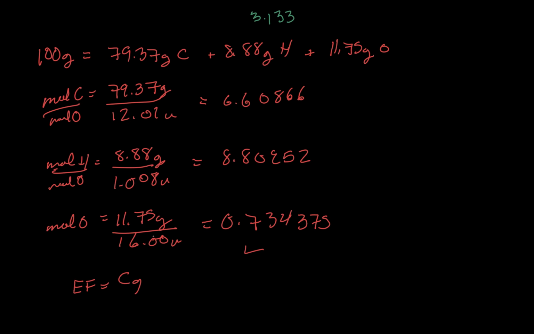Hopefully this all works out now, or this is going to be super embarrassing. 8.80952 divided by 0.734375. Okay, that's hydrogen over oxygen. That gives me 12. H12. Okay, and then oxygen over oxygen is 1, sorry, excuse me.